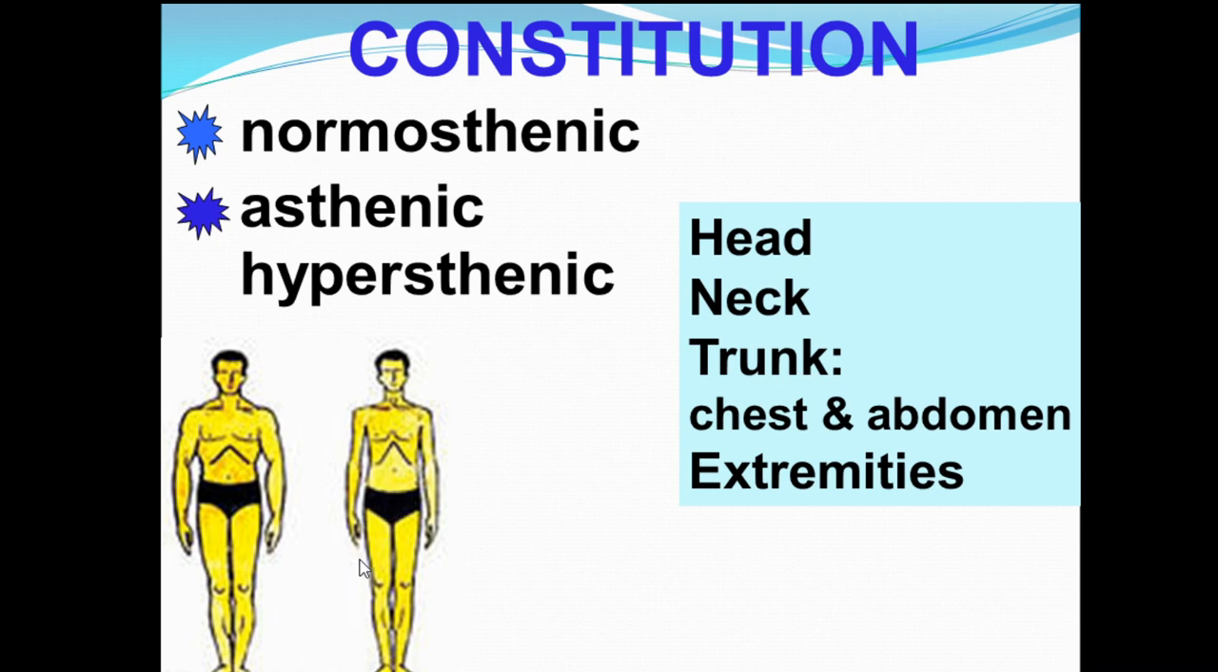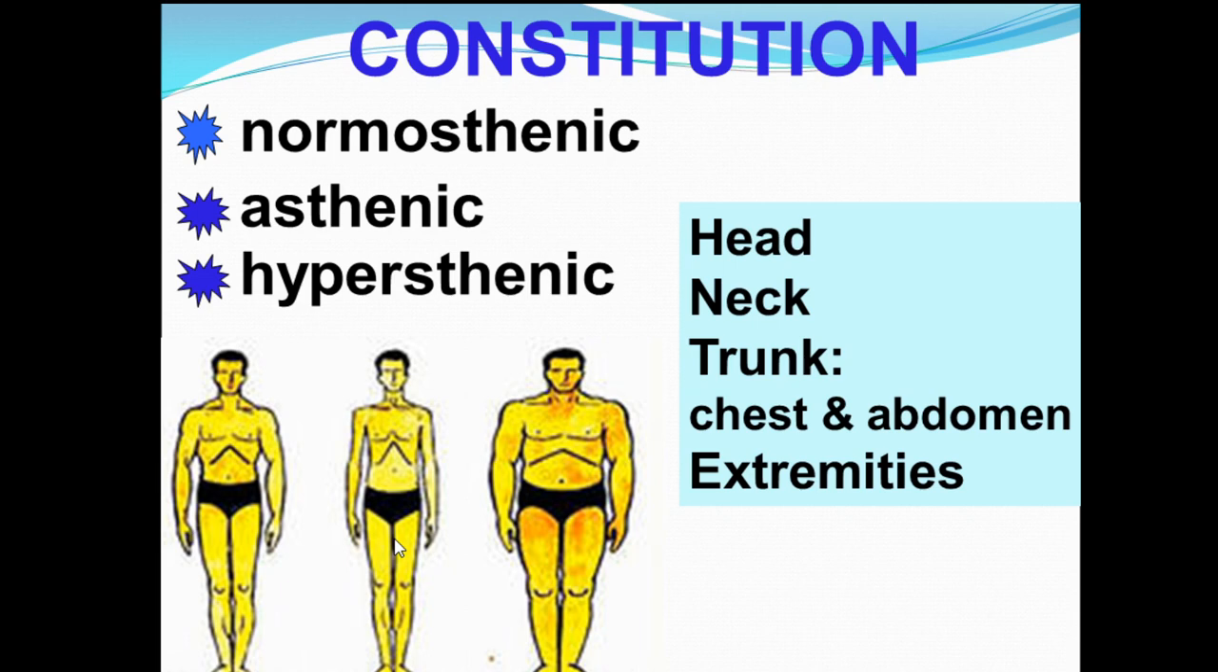We are talking about asthenic constitution when the longitudinal size prevails over the transverse. In other words, the patient has a small head, a long and thin neck and extremities, and his chest prevails over the abdomen.